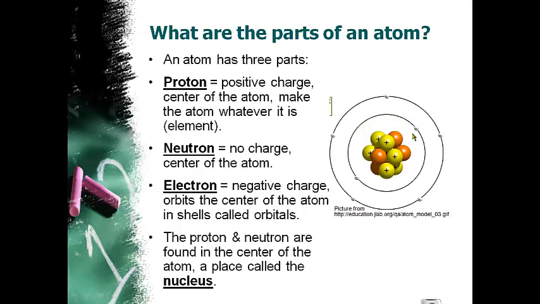And then going around the atom are these shells or orbitals or energy levels. They're called all three. And going around the center of the atom or the nucleus of the atom are the electrons. They have a negative charge. So protons have a positive charge, neutrons have no charge. They're both located inside the nucleus. Electrons have a negative charge and they circle the atom on the orbitals or the shells.